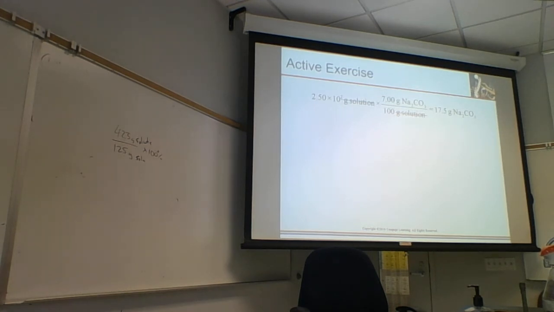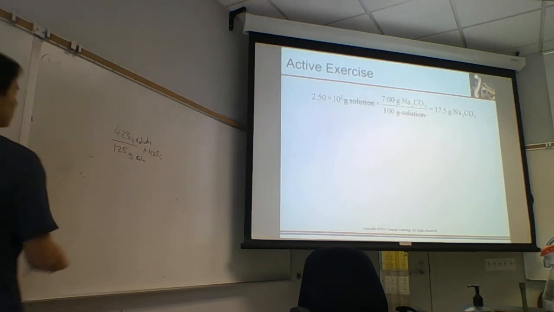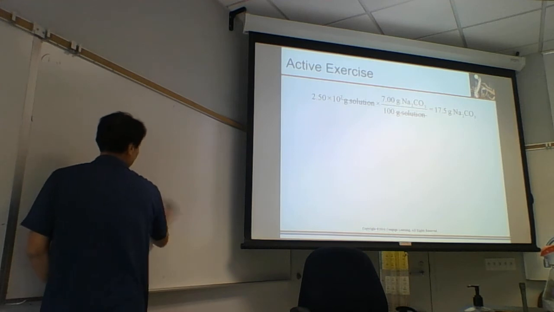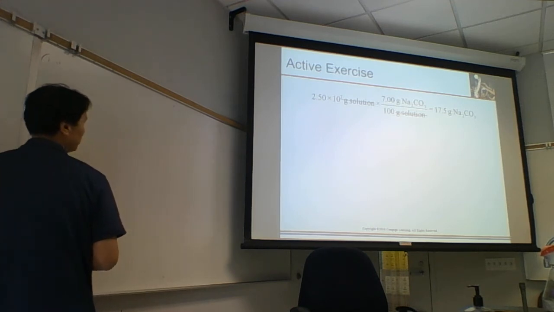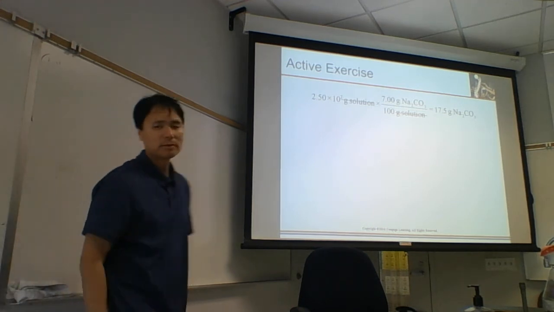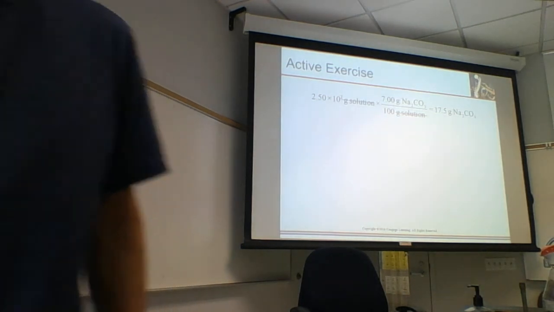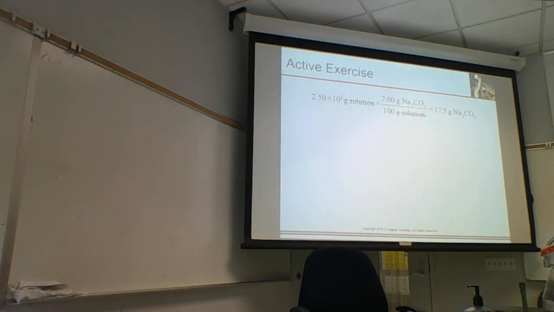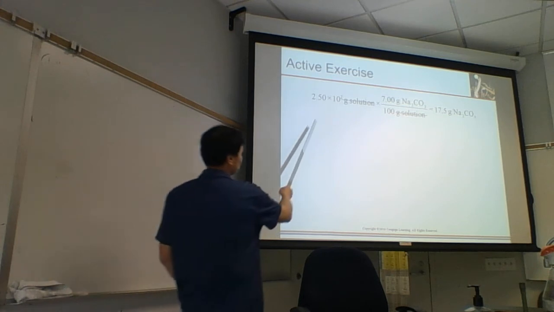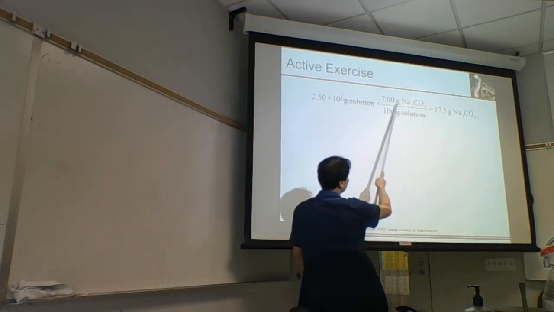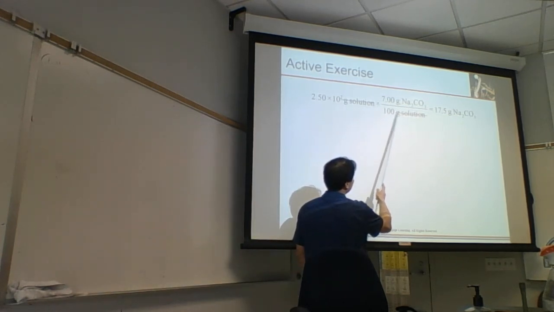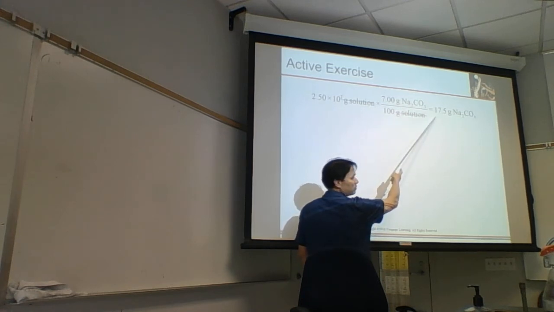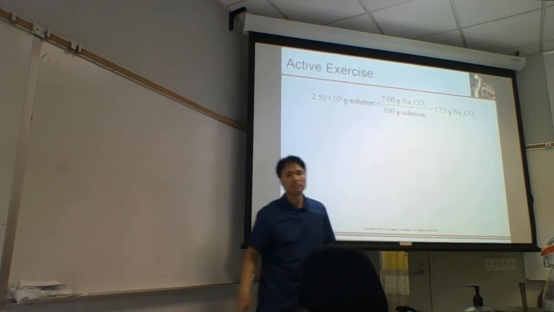Other calculations are more difficult because the number's not so simple. Like this one was simple because it was just 250 grams, but it might not be. And so we'd want to set it up dimensionally like this, using dimensional analysis. You're given 250 grams of solution. There's 7 grams of sodium carbonate for every 100 grams of solution. Grams of solution cancels, that gives us grams of sodium carbonate, 17.5 grams.